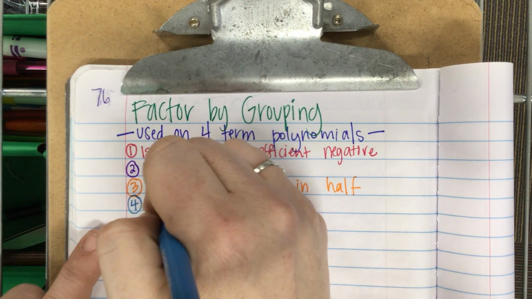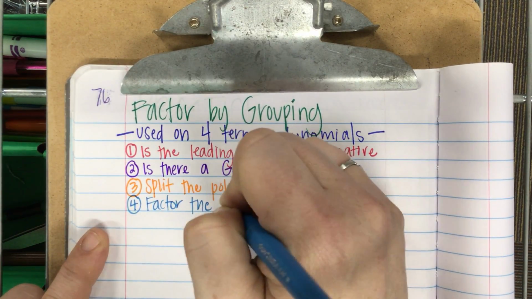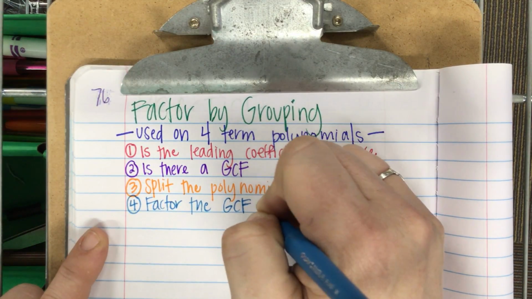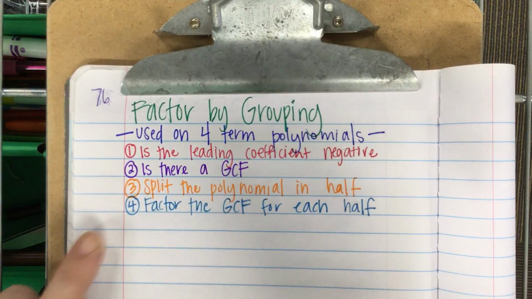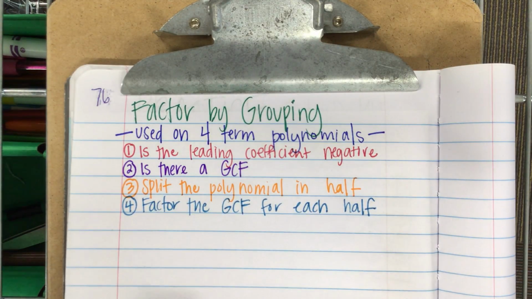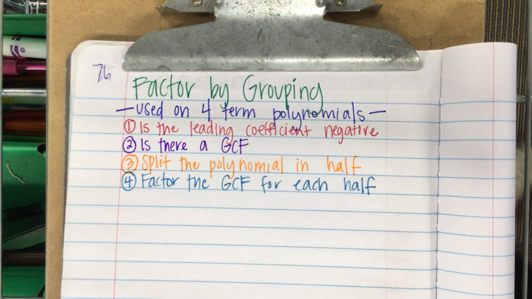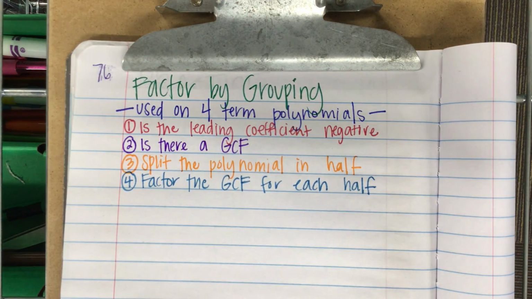And we factor the GCF for each half. We factor the GCF for each half. So we have this 4-term polynomial. I split it in half, meaning I got 2 in front and 2 in back. I look at the first 2 and I find their GCF. I look at the last 2 and I find their GCF. So we're splitting it in half and factoring each part separately for a greatest common factor.